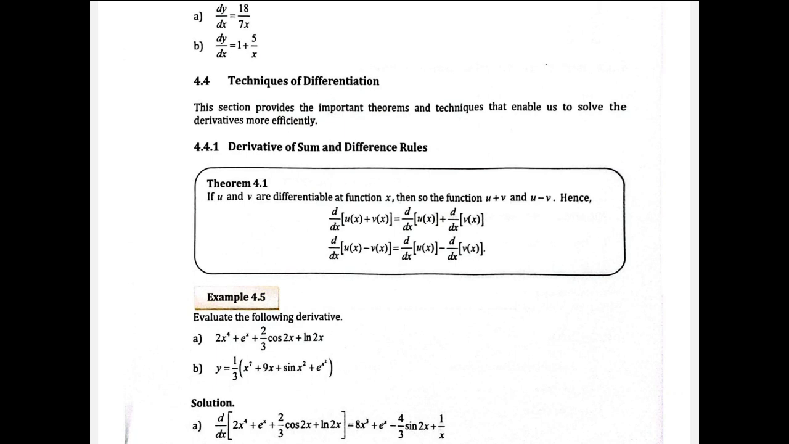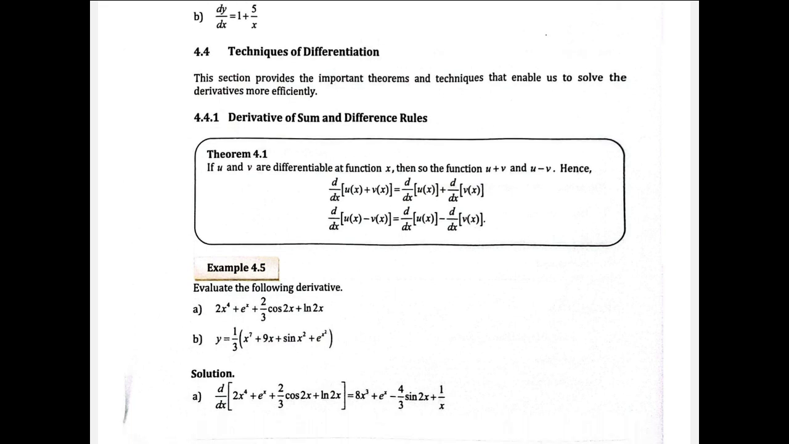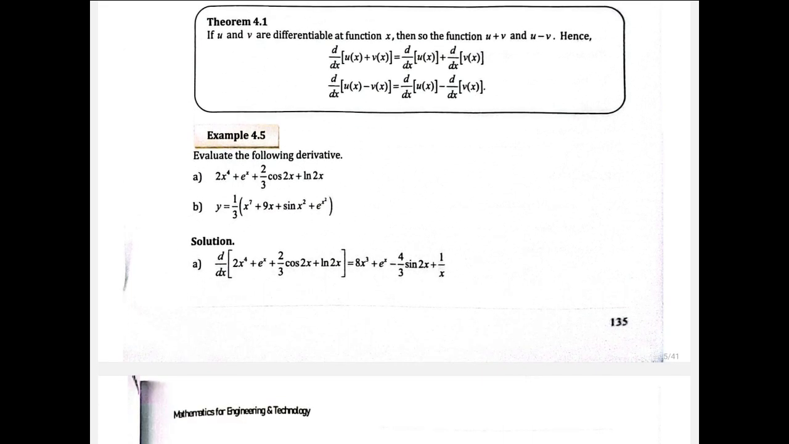The first technique, as you can see here, is how to find the derivative using the sum and difference rule. It literally means that if a function is added or subtracted, what do we do? We have encountered this kind of function several times before. What we do is differentiate each term separately. Alright, let's do the example.